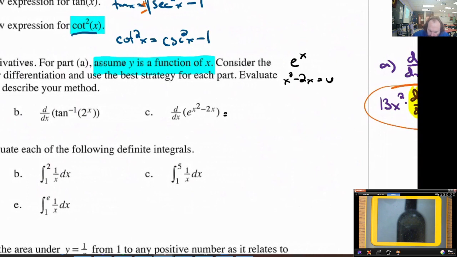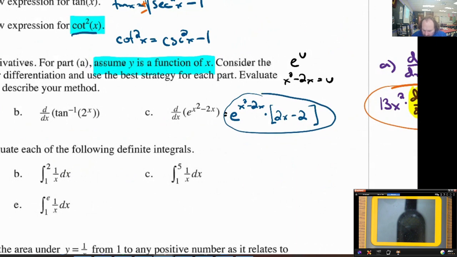Sometimes you'll see it called u. Sometimes you'll see it written this way. What we have is e to the u, where u is equal to x squared minus 2x. So the derivative of e to the u is e to the u. We leave the original part alone, e to the x squared minus 2x. Then we multiply by the derivative, which in this case is 2x minus 2, and we call it a day. We walk away from this problem because that is done. You could do some more distributing if you wanted to, but let's move on.